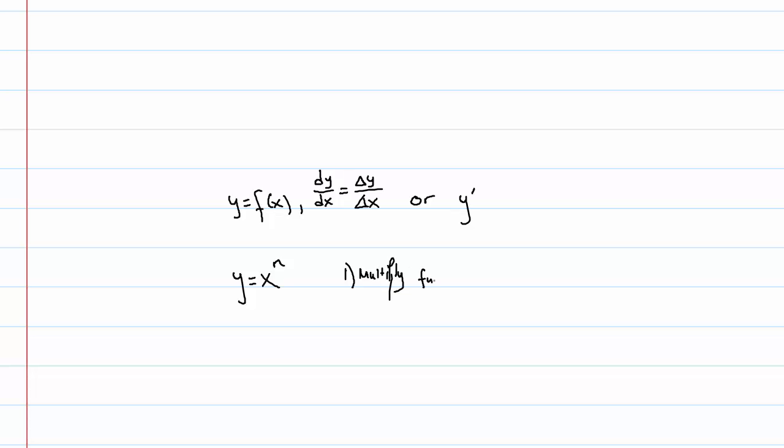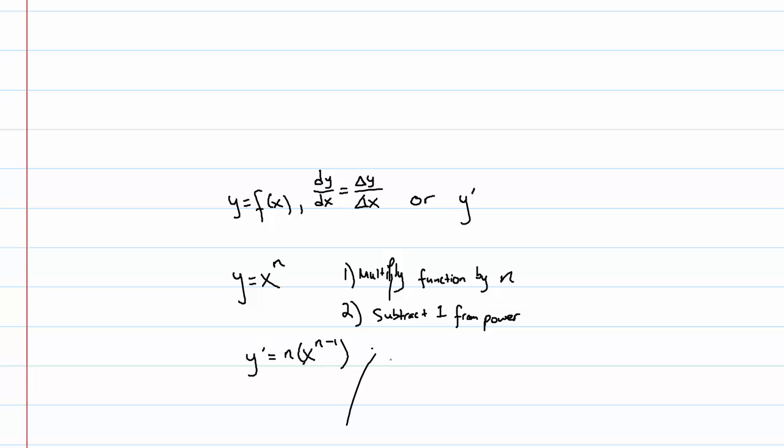our entire function by n. Then we'll take the power and subtract 1. So we take our entire function and multiply it by n, but then we need to subtract 1 from this power, and this is how it should look.